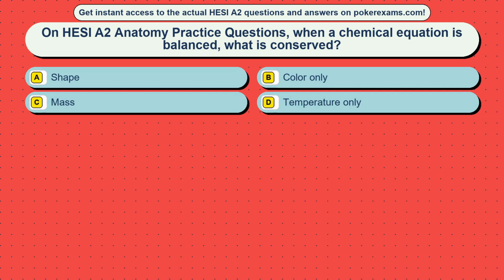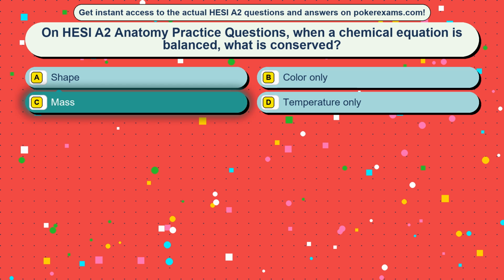Question 24. On HESI A2 anatomy practice questions, when a chemical equation is balanced, what is conserved? Option A, shape. Option B, color only. Option C, mass. Option D, temperature only. The correct answer is option C, mass.